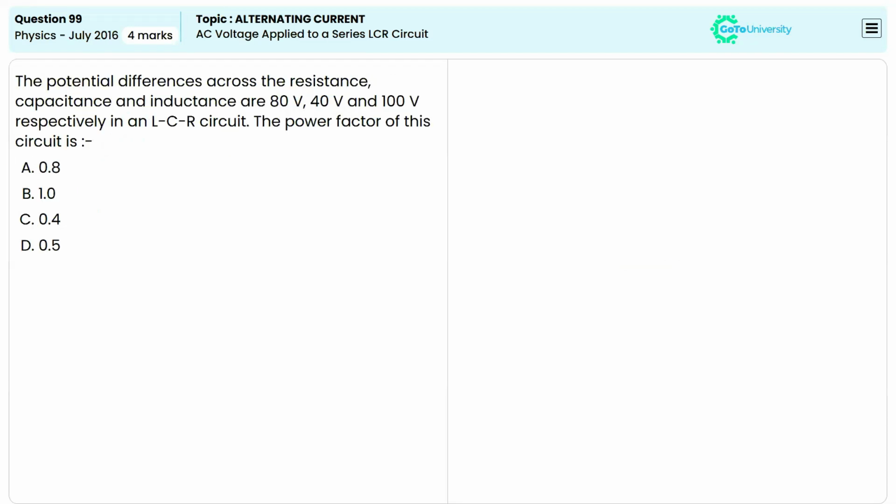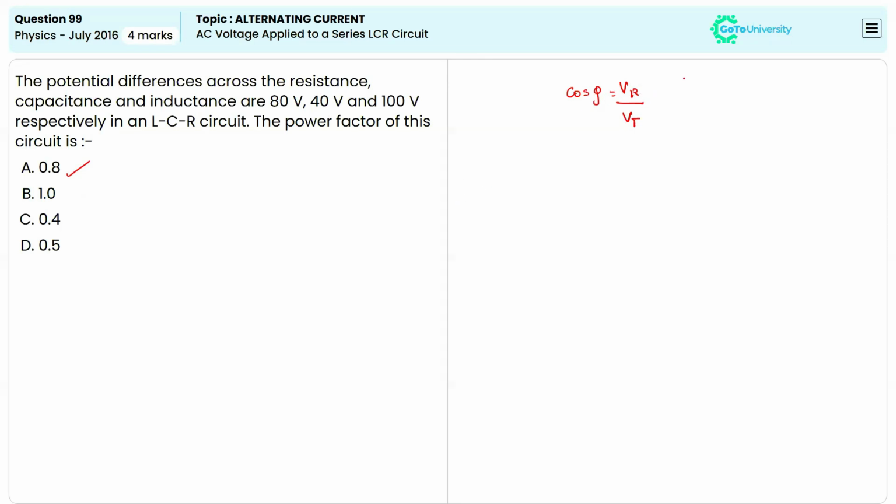Here the question is about the power factor. So you people can tell me which formula we have to use. Yes, very good. Yeah, the correct answer here is 0.8. It's based on the formula cos phi, the power factor, is equal to VR divided by V total. So here we don't have a V total. First we have to calculate the V total.